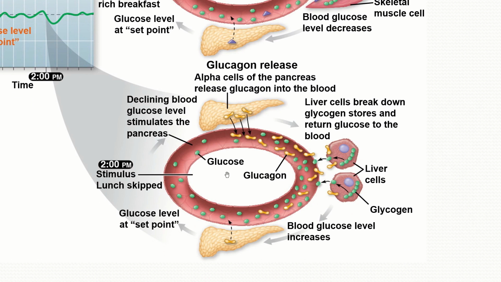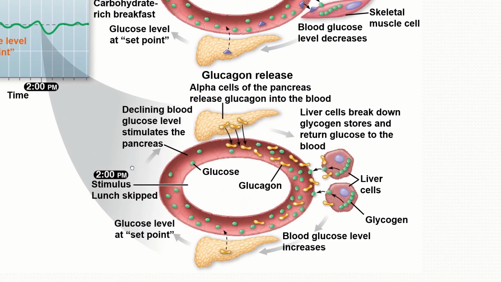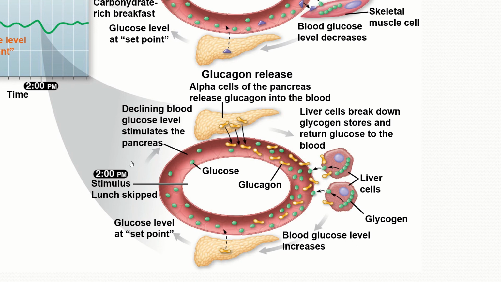Now let's see what happens at 2 o'clock because, bad, lunch was skipped. So declining blood glucose levels, my blood glucose would have dipped long before 2 p.m. anyway, but declining blood glucose levels stimulate the pancreas. The alpha cells will release glucagon into the blood. Liver cells will then break down glycogen stores and return the glucose to the blood.